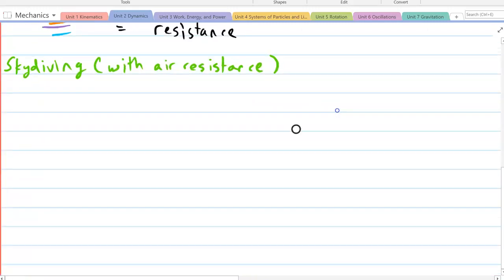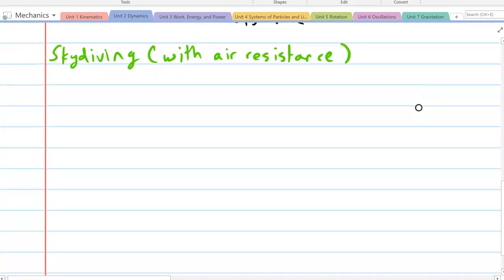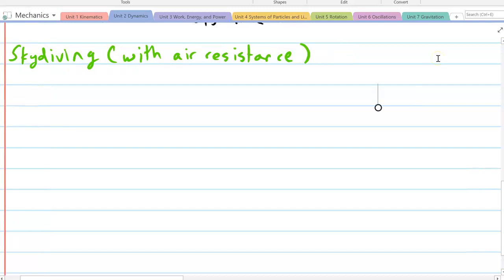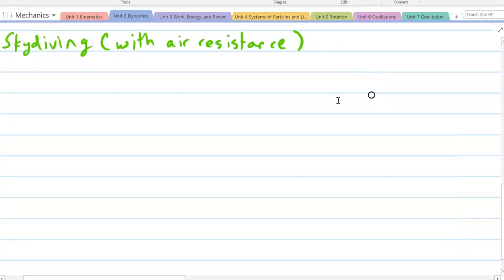So now we're going to tackle a problem with air resistance, something we don't typically do in physics because all the problems say to ignore air resistance. So now we're actually going to be looking at air resistance.